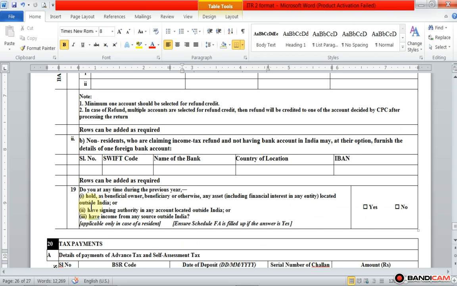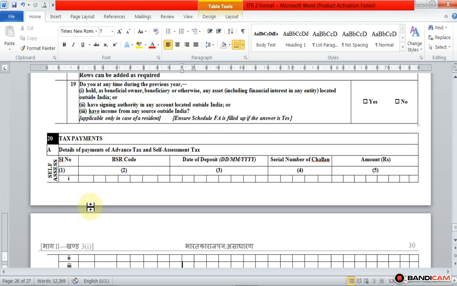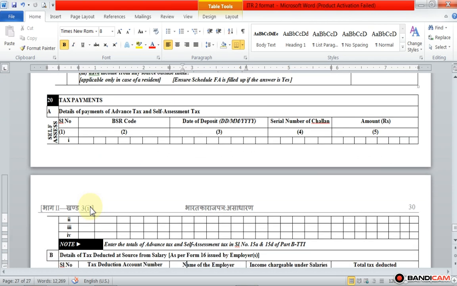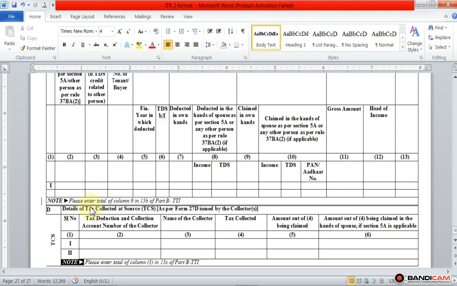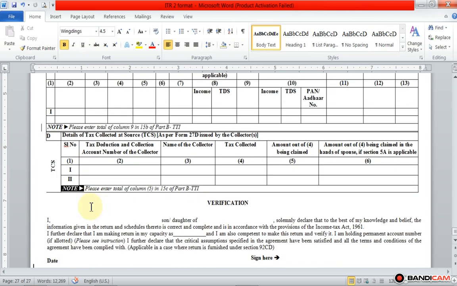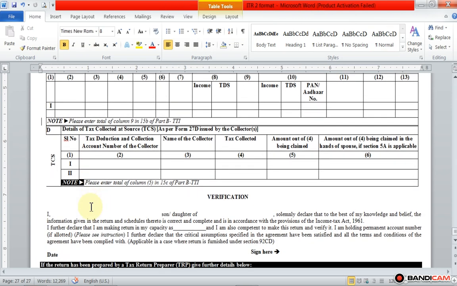Then column number 19: do you at any time during the previous year hold as beneficial owner, beneficiary? So here information is given, and the assessee has to tick mark the appropriate box, yes or no. Then tax payment is given. Okay, so details of tax payment, advance tax and self assessment tax. Okay, that is column number 20. Then the last one is the verification of the assessee.